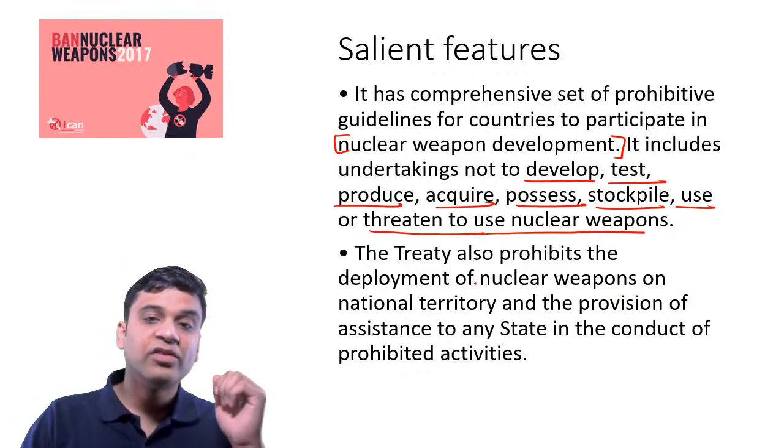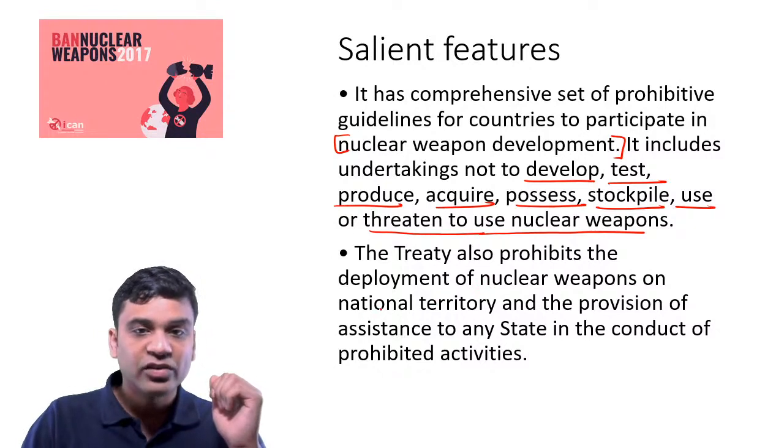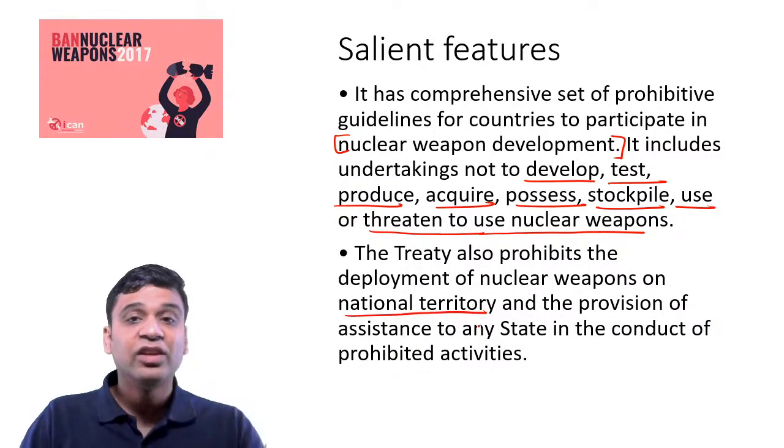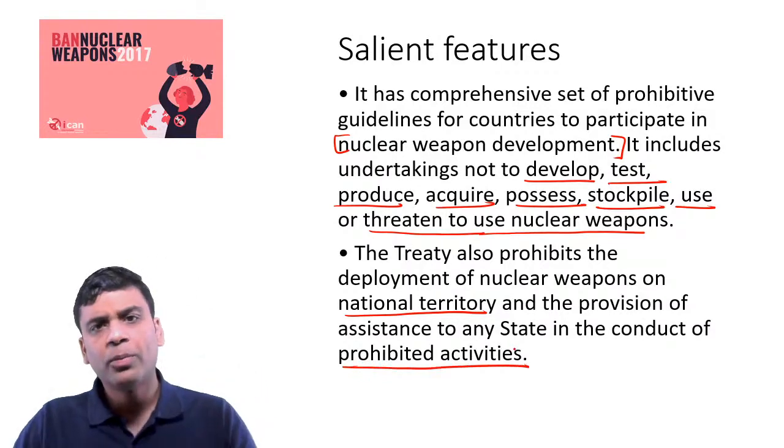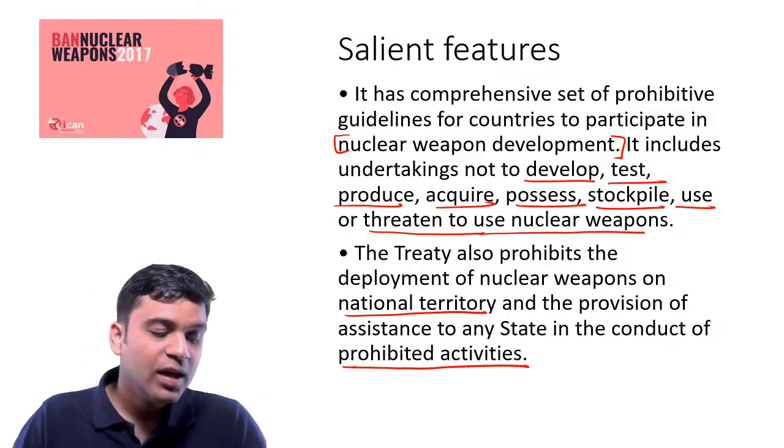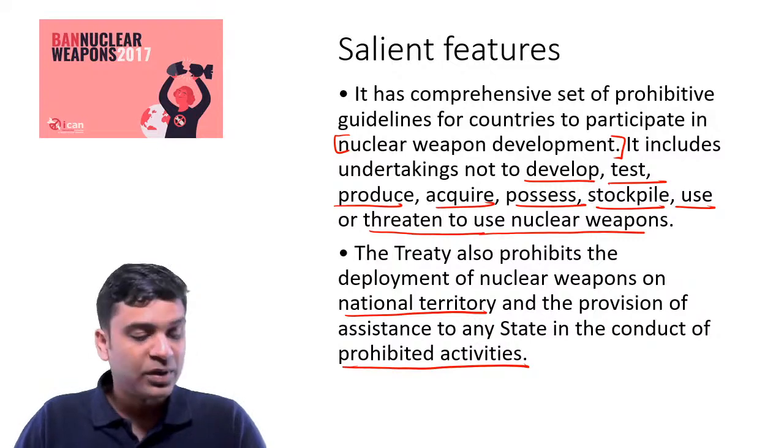And it also prohibits deployment of nuclear weapons on the national territory and assistance to any other state in the conduct of the prohibited activities. So it's a comprehensive treaty. It's a comprehensive treaty to cut down the nuclear weapons.